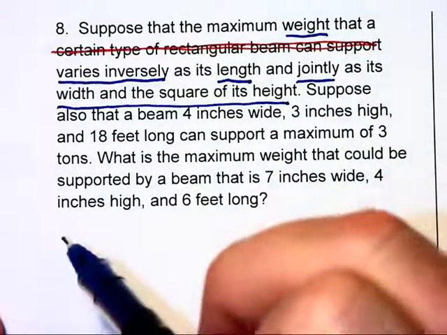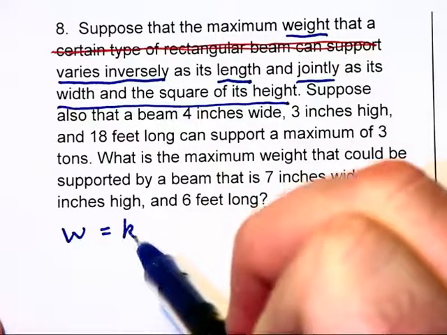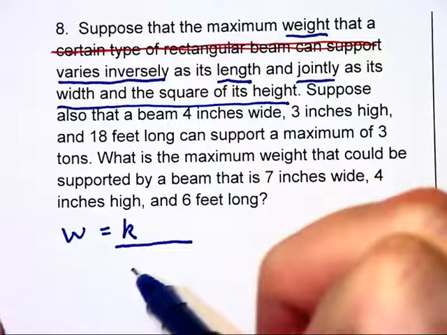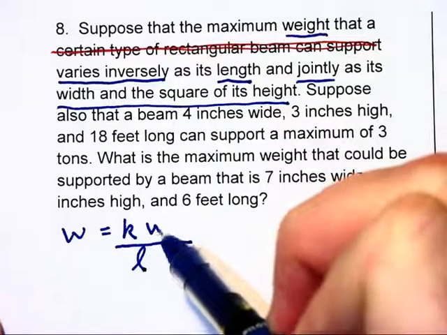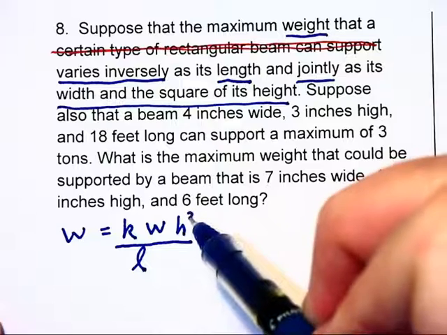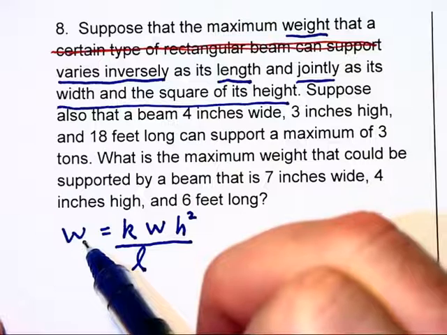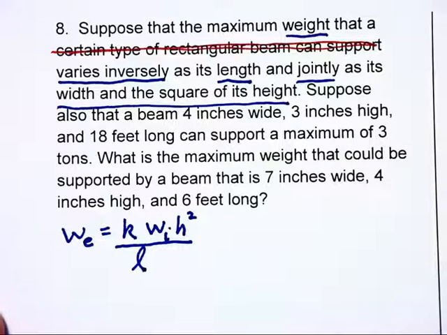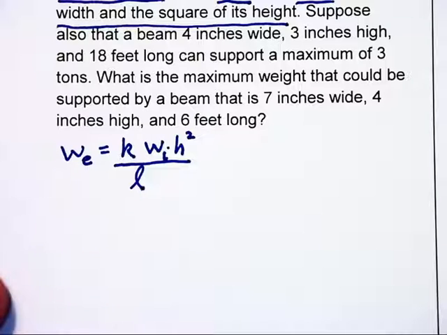So I've got weight, which I'll use W for, varies, there's my equals K, as its inversely, so that tells me fraction, as its length, and jointly as the width and the square of the height. Now we've got a problem here that we've got two W's. So the first one is weight, I'll make that a W subscript E, and the second one is width, I'll go W subscript I, just so I don't get these confused with each other. Now I can slide this up here and we can move on to the second sentence.